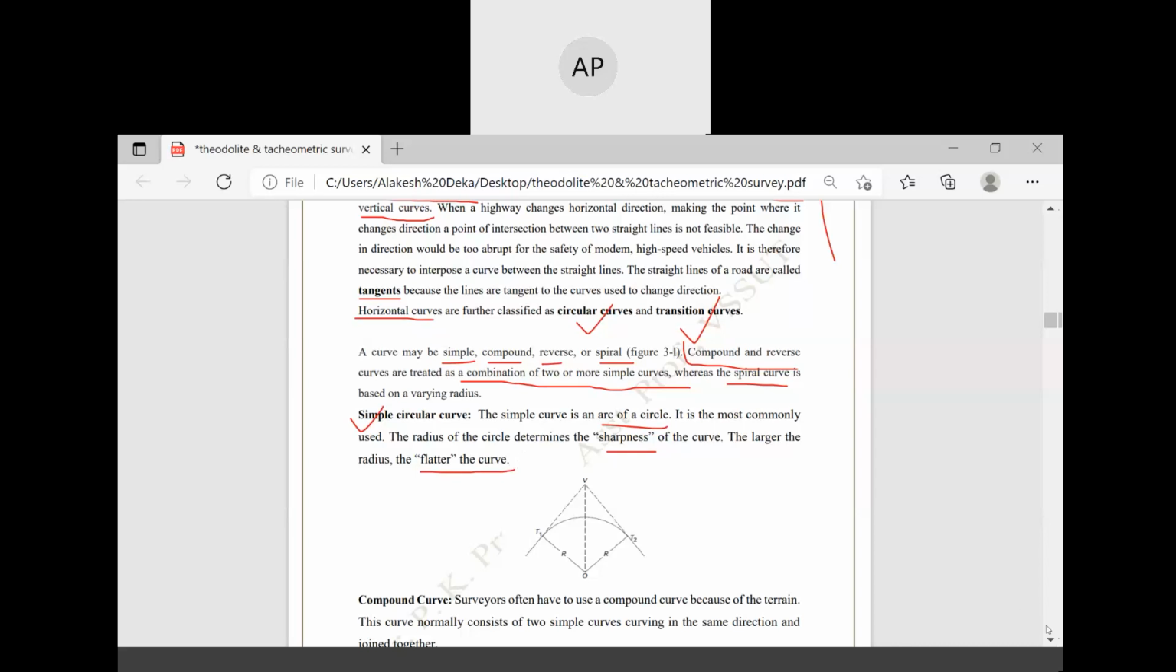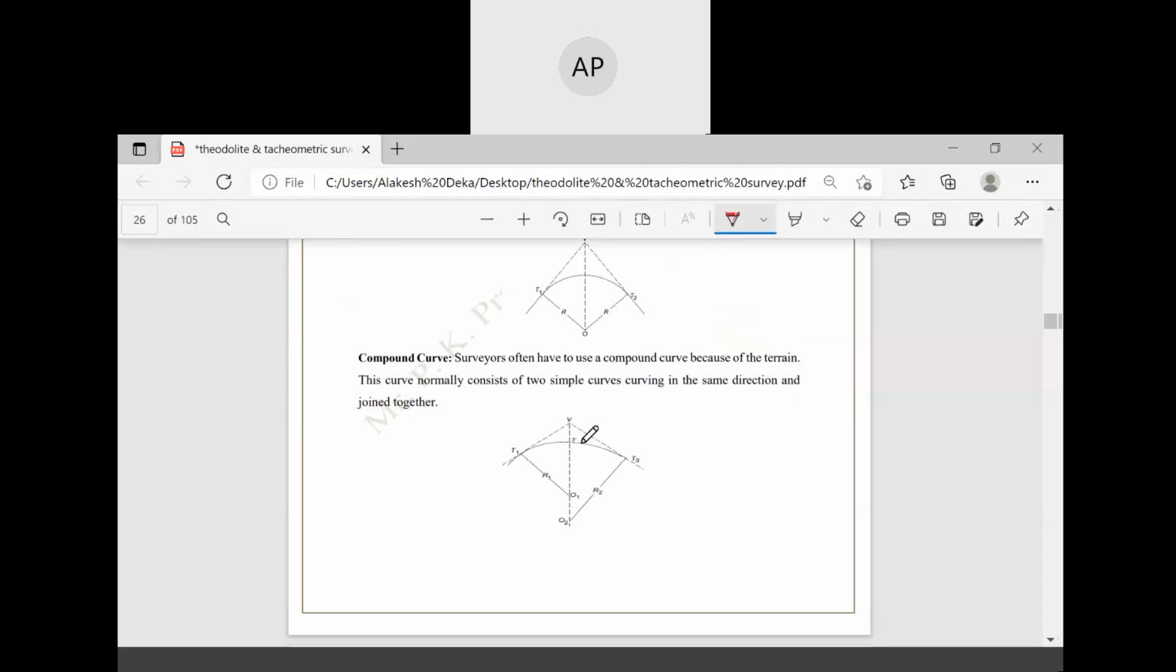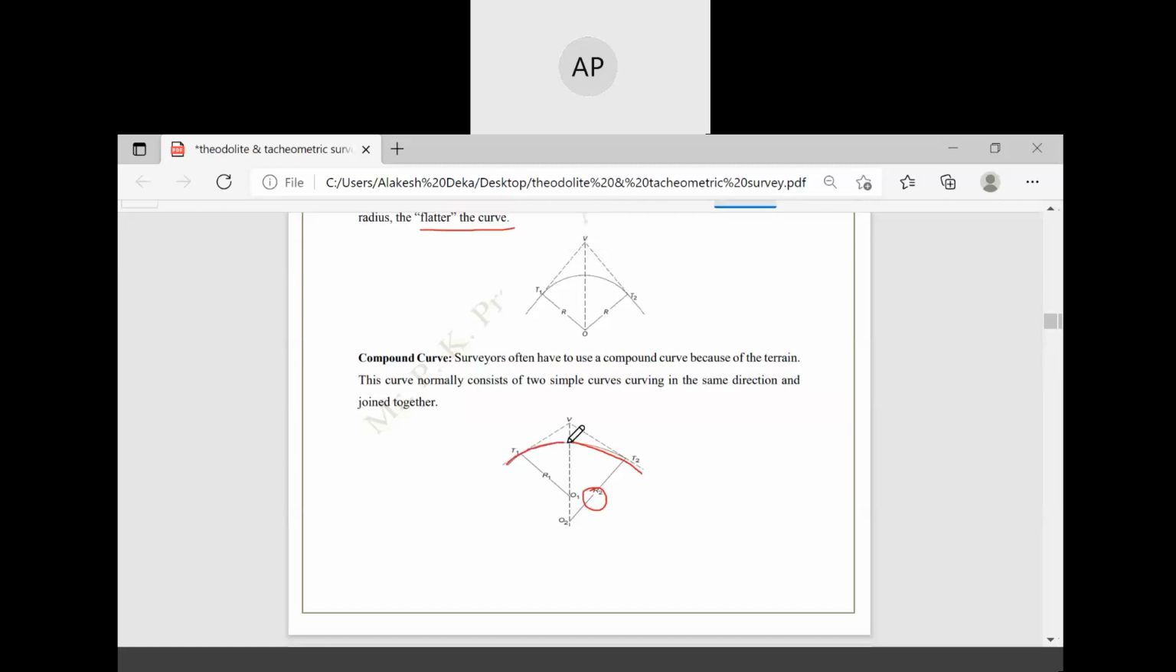Next is the compound curve. It is a combination of two or more simple curves. This is a simple curve which has one radius, and it is combined with another curve that has a different radius, and they meet at a point. T1 and T2 are the tangents. These curves normally consist of two simple curves curving in the same direction and joined together.